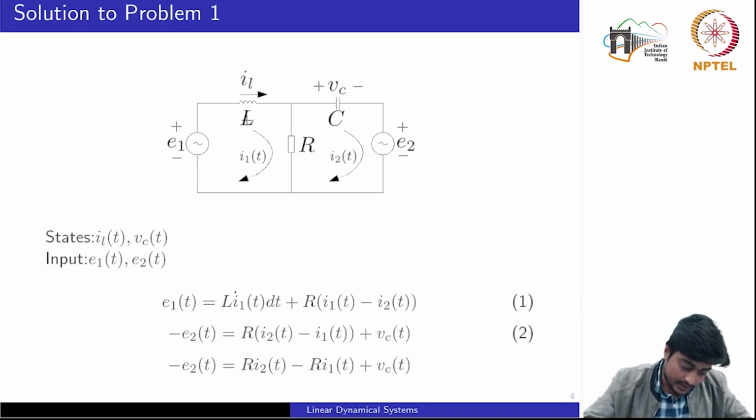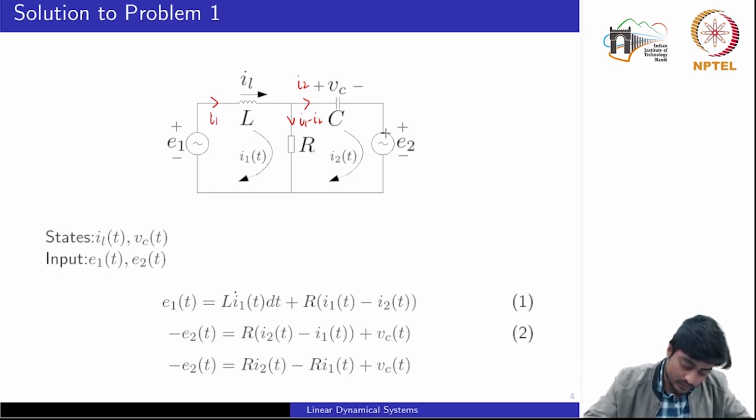Now if we take this first loop, in this branch I1 current is flowing, which is nothing but equal to IL, and we suppose that in this branch I2 current is flowing, then in this branch we would have I1 minus I2, by using the simple current law. So first we'll write the equation for loop 1, which is E1 equal to L di1 by dt plus R times (I1 minus I2), if we take the entire loop.